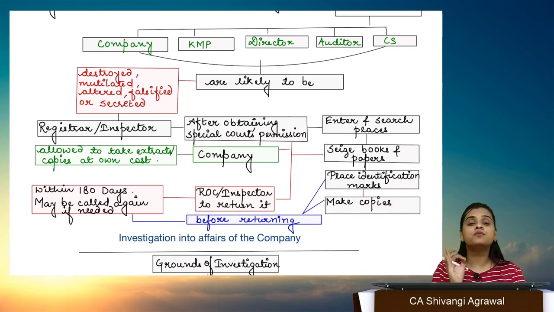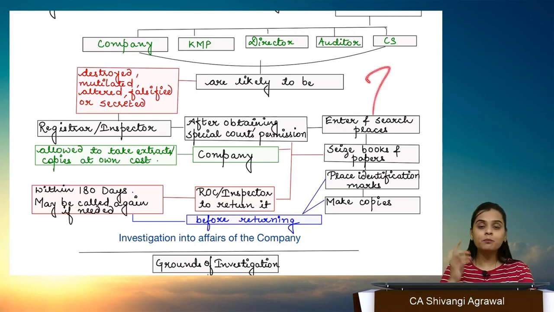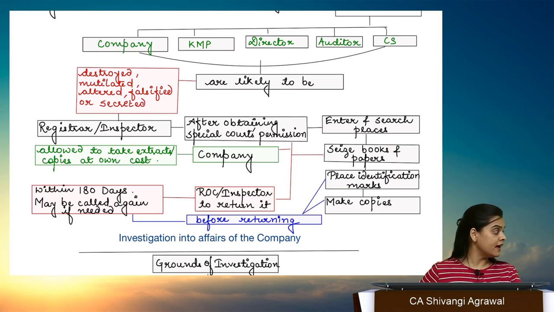There is a limit of 180 days: you can keep these seized documents only for 180 days and thereafter you're bound to return them. If you want to examine more, then you can again call them back, right? So you have to remember two important points in section 209, which are entering the premises with the special court's permission and keeping the seized documents only for 180 days.